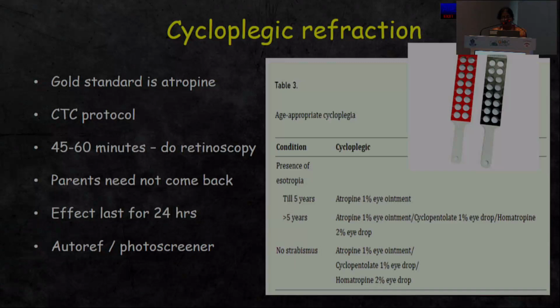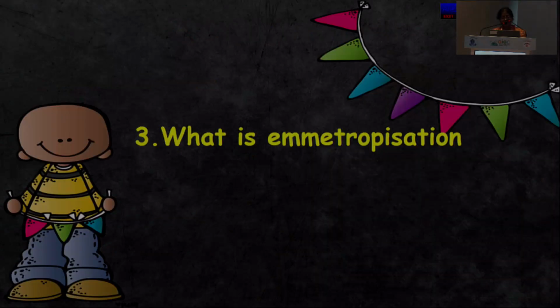Another option for auto-refraction in kids is photoscreeners. While performing retinoscopy, we can also use skiascopy racks or retinoscopy racks, which are very good because most of the time the child will not allow a trial frame to be put over their eyes.